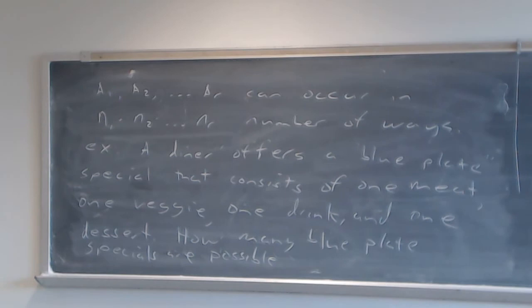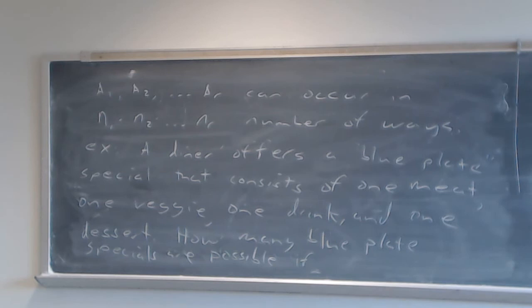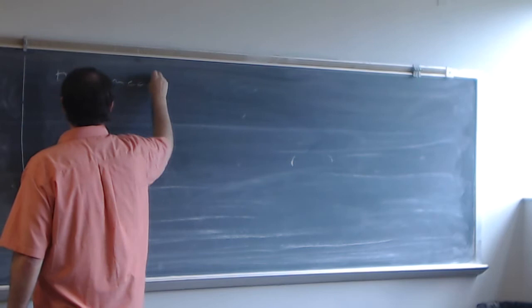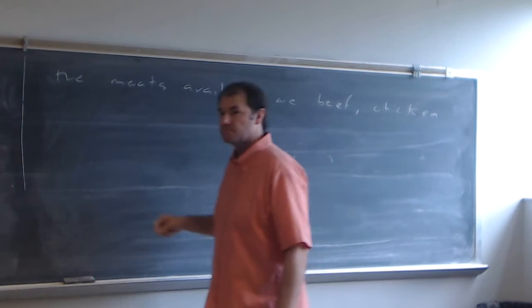How many blue plate specials are possible if, so there's something here to further describe. So we got a list: what kind of meats, what kind of veggies, what kind of drinks, and what kind of desserts are available. So the meats available are, let's say, beef, chicken, pork, and lamb.